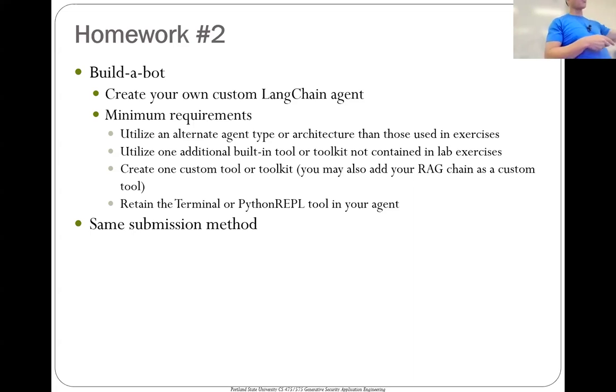I do want you to use one additional built-in tool or toolkit that's not contained in the lab exercises, and then to create one custom tool or toolkit. So one of the tools you can add is your own RAG application from this week, if you want that to be a tool that an agent can call. And then the last requirement, so this is optional, but then these are requirements. And then the other requirement is that you must have the terminal or the Python REPL tool in your agent, because in 2 weeks, you'll be penetration testing your agent and causing arbitrary Python and terminal commands to be executed as part of your assignment.